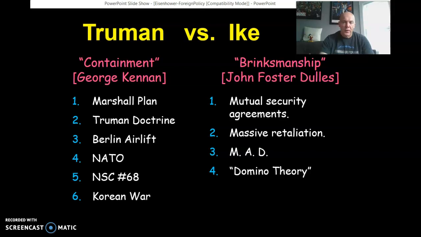So the idea is that one country becomes communist, then the next and the next and the next, like a row of dominoes. So in your mind, Vietnam is really the example of domino theory.